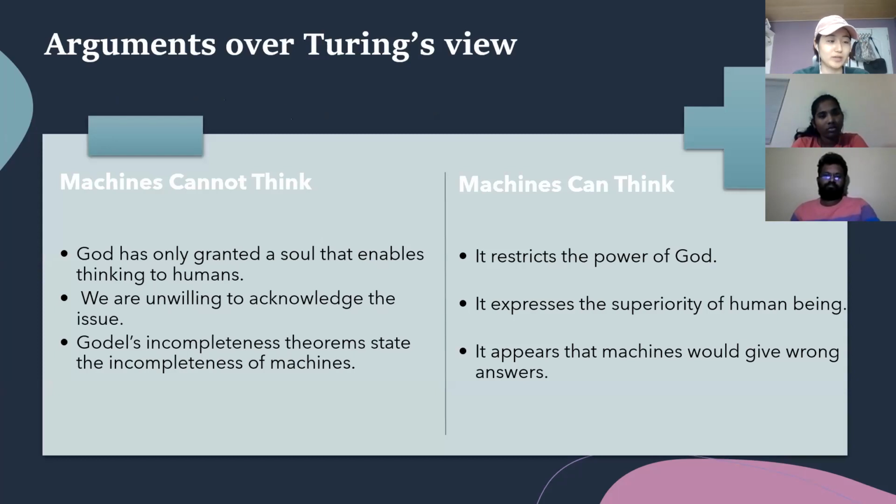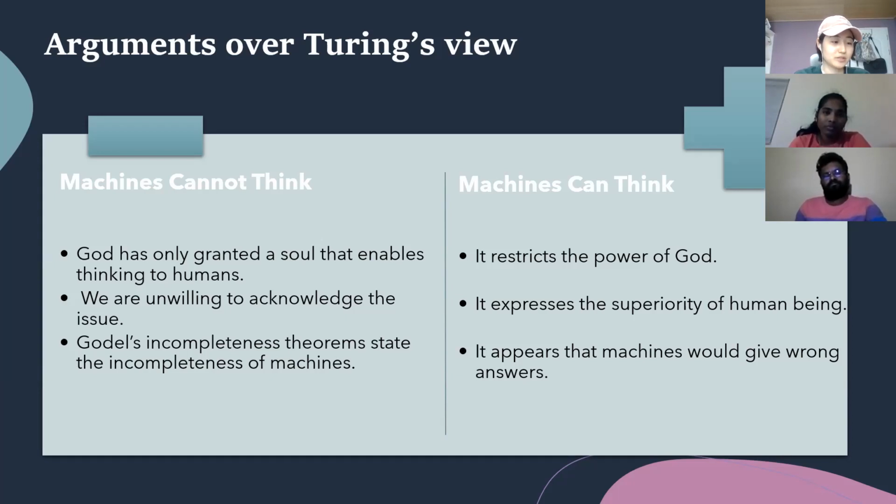But as it is always, Turing's question stimulates discussion, and he presents 9 arguments opposed to his view. This presentation will discuss a few of them. The first refutation of Turing's view says God has only granted a soul that enables thinking to humans. Turing does not accept the argument because it irreverently restricts the power of God, who can exercise the power to confer a soul to machines as well. They could also say creating a thinking machine is usurping the omnipotence of God, but beliefs held in the past have turned out wrong in the present, as heliocentrism did.